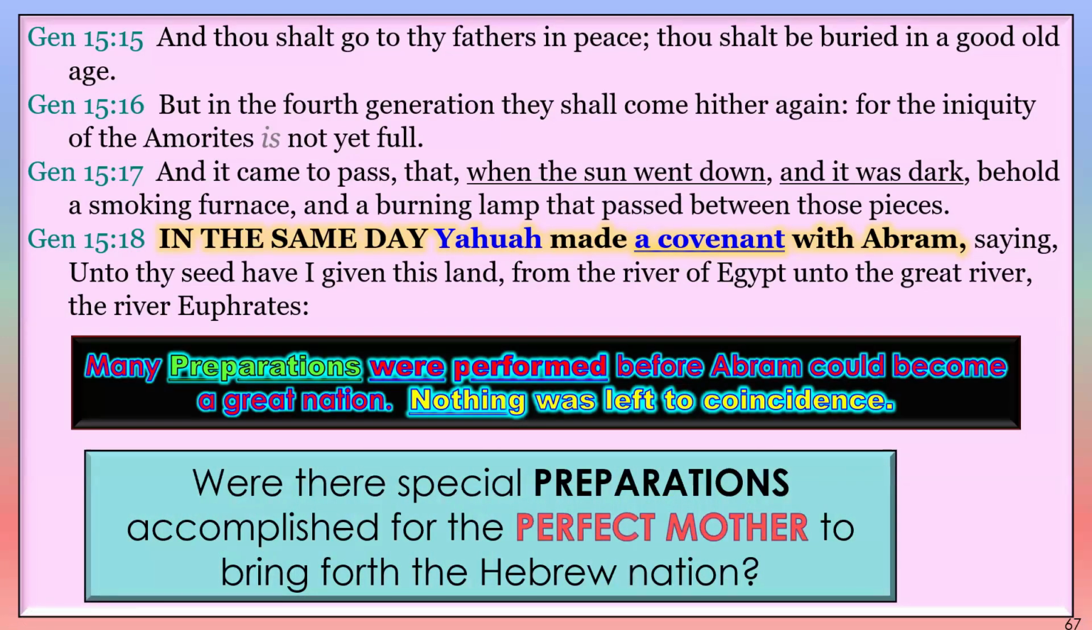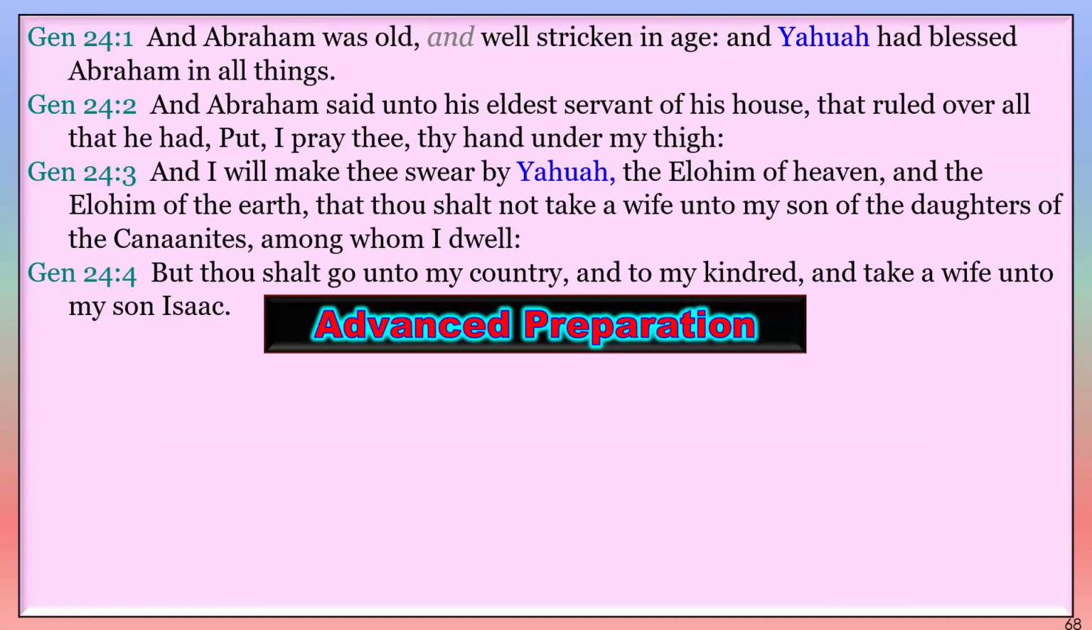Were there special preparations accomplished for the perfect mother to bring forth the Hebrew nation? Let's move forward and look at that. Genesis 24, verse 1. And Abram was old and well stricken in age, and Yahuwah had blessed Abram in all things. And Abraham said unto his eldest servant of the house that ruled over all that he had, Put, I pray thee, thy hand under my thigh, and I will make thee swear by Yahuwah, the Elohim of heaven, and the Elohim of the earth, that thou shalt not take a wife unto my son of the daughters of the Canaanites, among whom I dwell. But thou shalt go into my country and to my kindred, and take a wife unto my son Isaac.